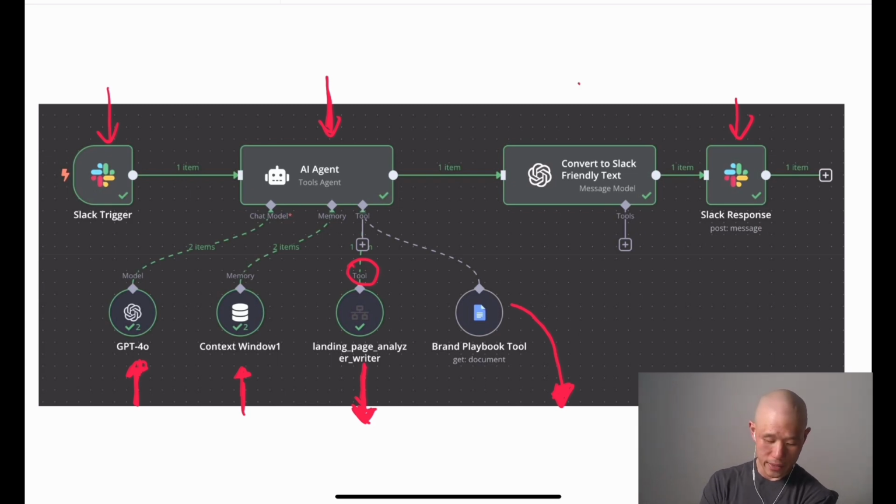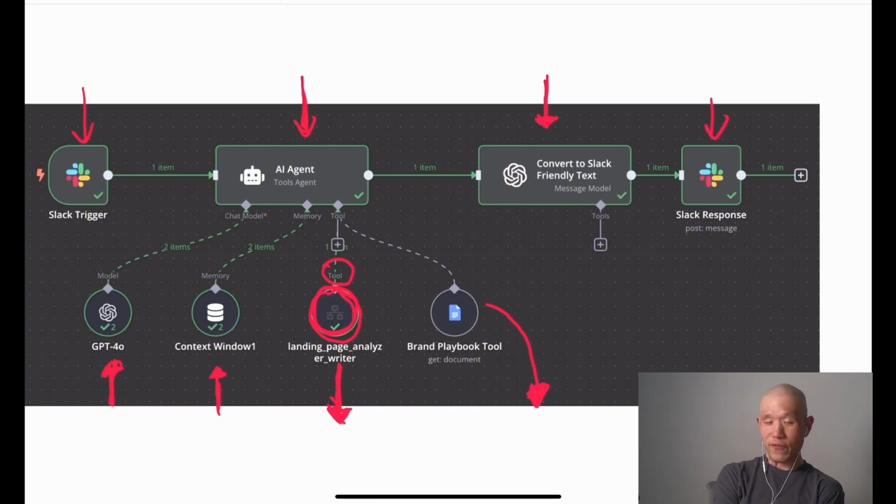After we cover the last, which is the one that we've named Convert to Slack Friendly Text. And that's because the outputs from the workflow over here, as well as the agent over here, tend to come out in a format that isn't super easy to read inside of Slack. So we just added an OpenAI node that basically takes the output of this agent and formats it in a way that when it passes it over to Slack, it's formatted nicely and we can see all the components of the landing page very clearly.